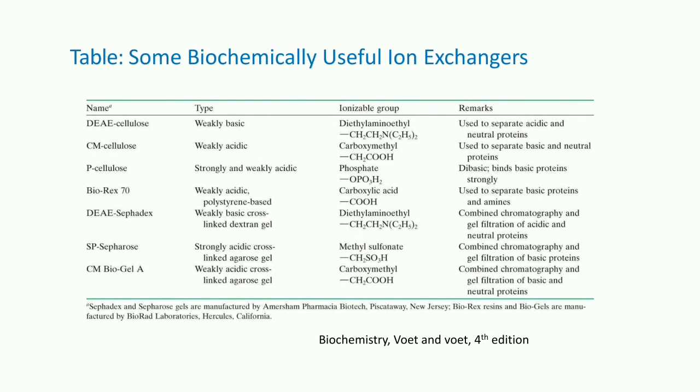So this is a table in which we have summarized the different types of ion exchangers used. There are a number of ion exchangers such as DEAE cellulose, carboxymethyl cellulose, and phosphate cellulose. We also use Biorex 70, which is commercially available and is made up of carboxylic acid. You have DEAE Sephadex, SP Sepharose, and CM Biogel A. All are used to separate mainly proteins and enzymes from a complex mixture. Now let us move on to the next technique, that is gel electrophoresis.